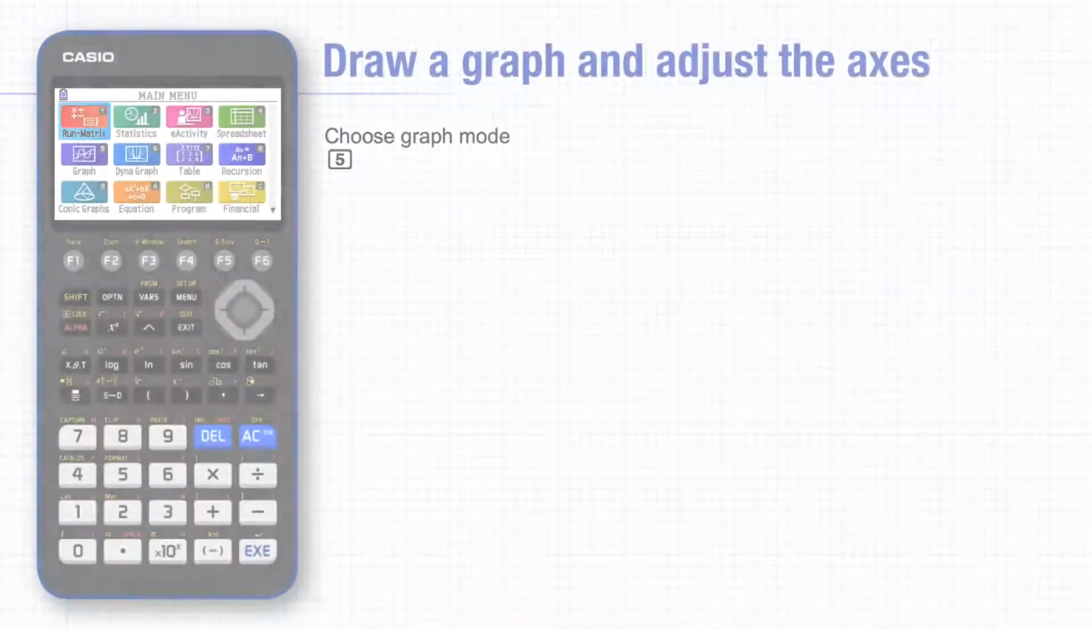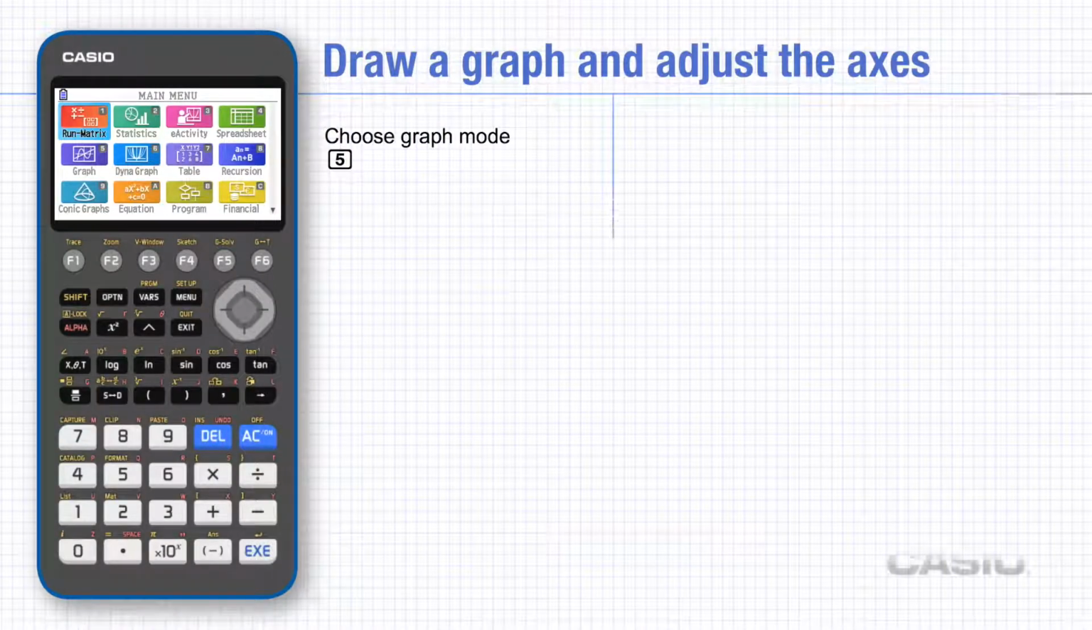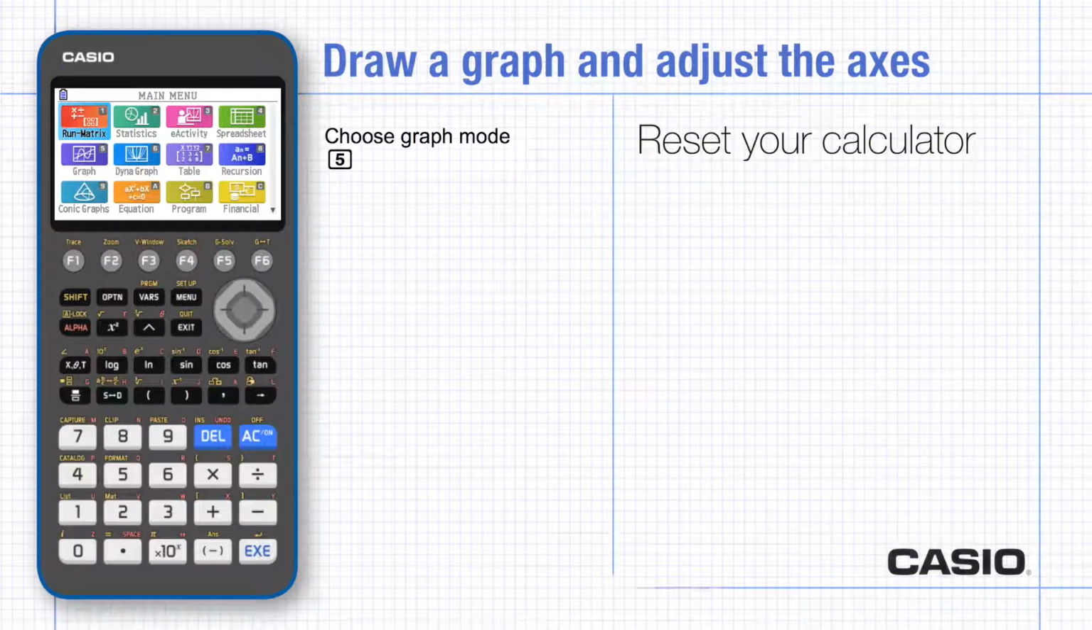In this tutorial, we'll be looking at how to enter an equation into graph mode and how to change the axes to display the graph as you would like it. Each time you open graph mode, the same settings will appear for the new graph that had been entered for the previous one, so your first attempt may not look right at all. To follow this video, reset your calculator first.